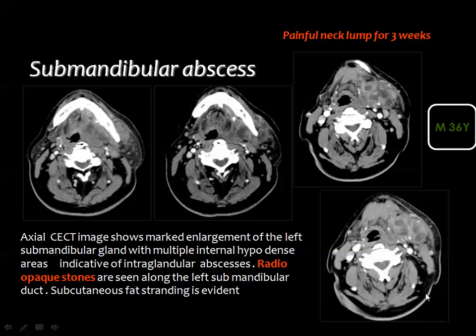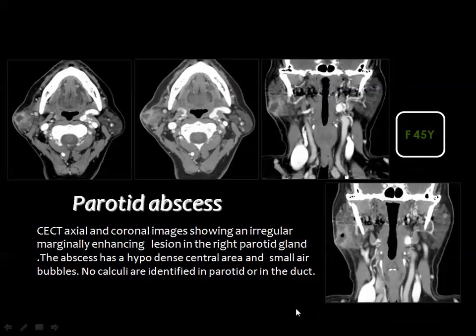Then if you trace for the cause, you can appreciate the presence of two radiopaque calculi along the course of the submandibular duct. You know that inflammation of the gland may spread to involve the floor of the mouth, and we have discussed this before. This inflammation may affect the airway, with obliteration of the fat planes in the mouth floor. And here you can see an example of this.